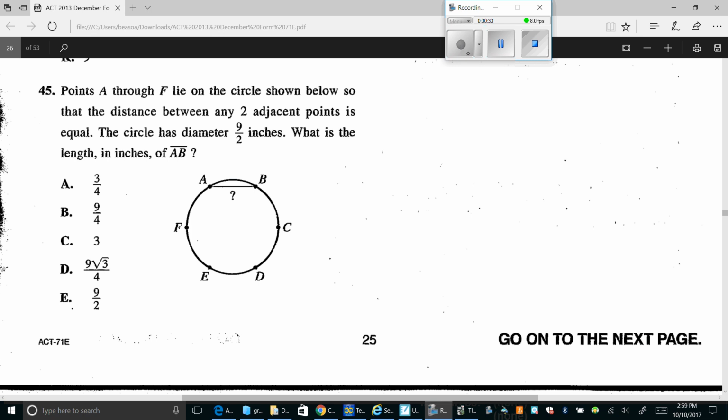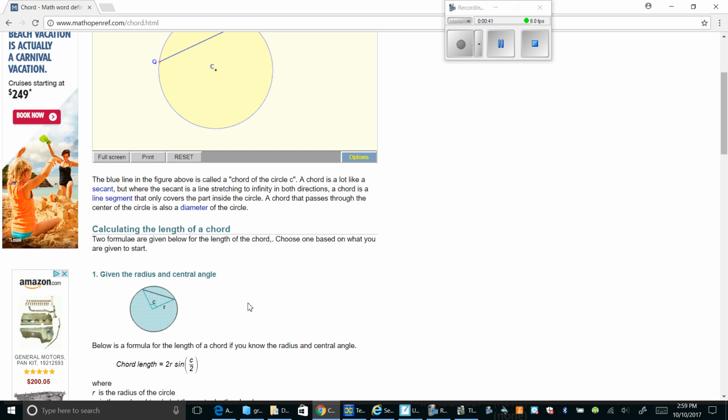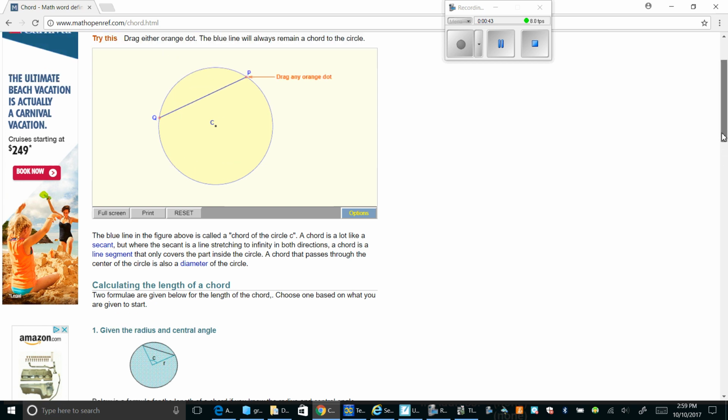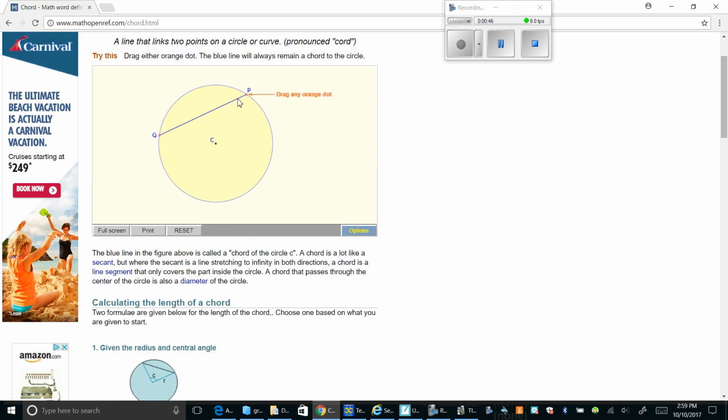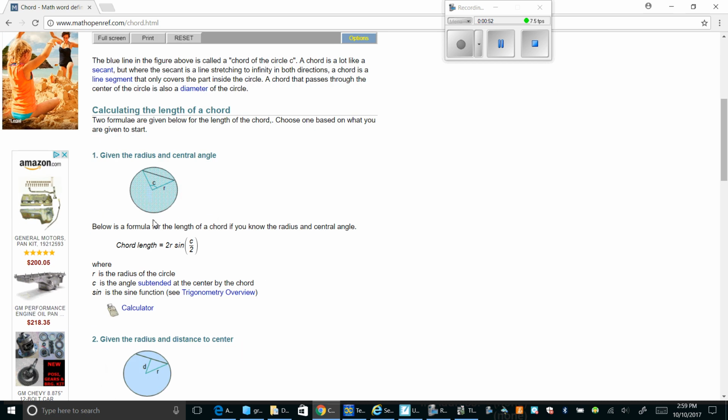And we know that the diameter is 9/2 inches, so 4.5 for a diameter, and they want the length of this chord. I did some searching for a formula for the length of a chord. Here's a formula, if we're given the radius and a central angle, which is what we have here: it's 2 times r, where r is the radius, times the sine of c over 2.